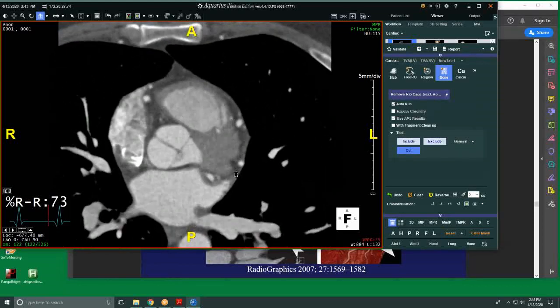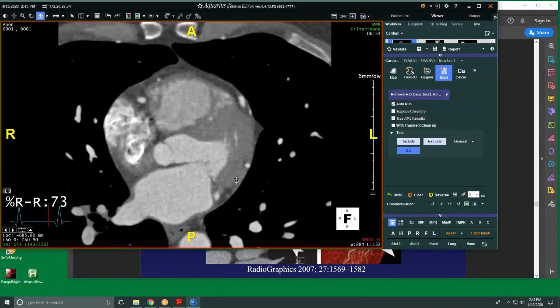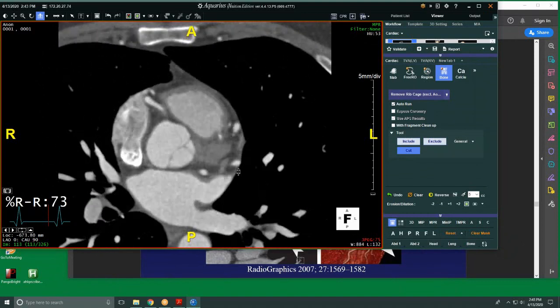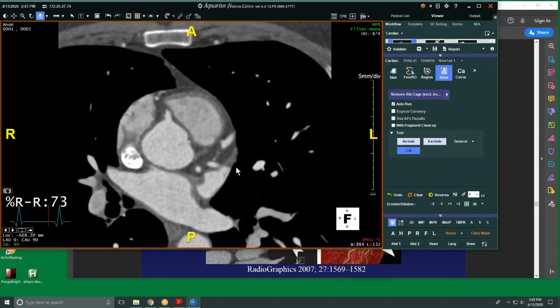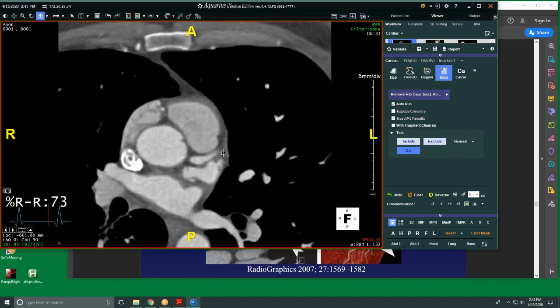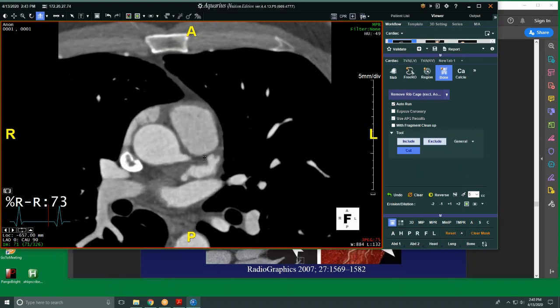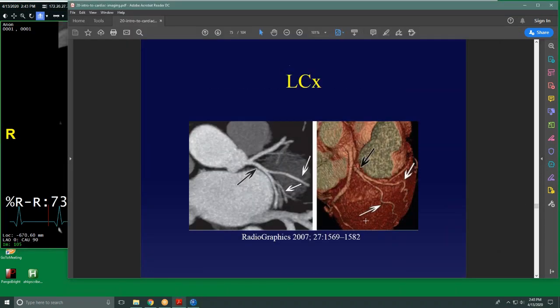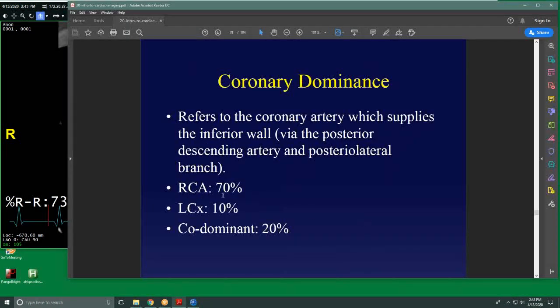Now, there are a few other branches that are named and people talk about, but for the purposes of this lecture, what you need to know, just knowing your basic coronary anatomy, is that the left main supplies the LAD and circumflex. And as we said on the next slide, most people are going to be right dominant. About 70%, the inferior wall of the heart will be supplied by the right coronary artery. That is important to remember.